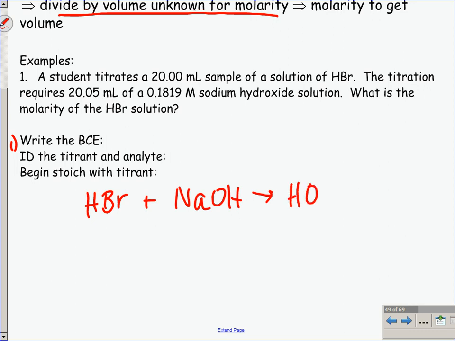H2O, so there's our water, and NaBr. That's us just doing a double replacement reaction, the plus and the minus, and then the plus and the minus, they just rearrange partners. Is it balanced? Yes, moving on.